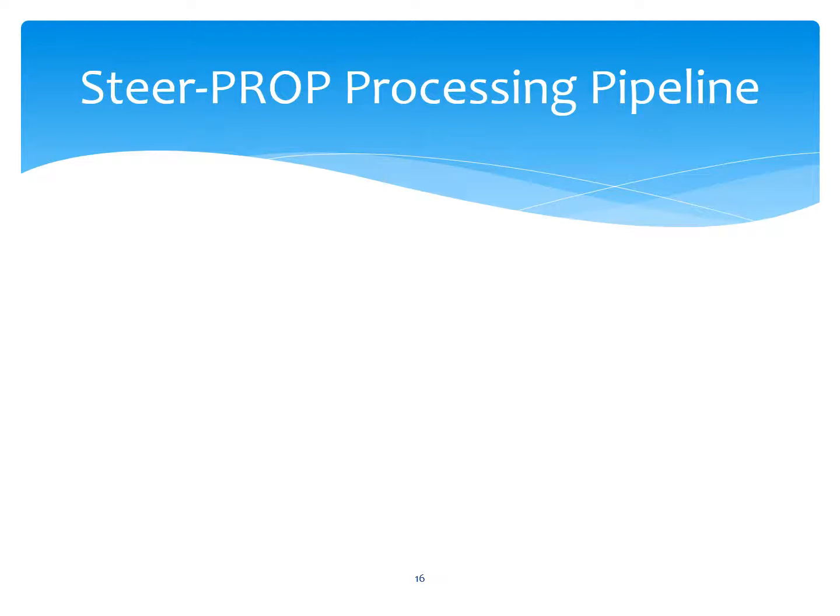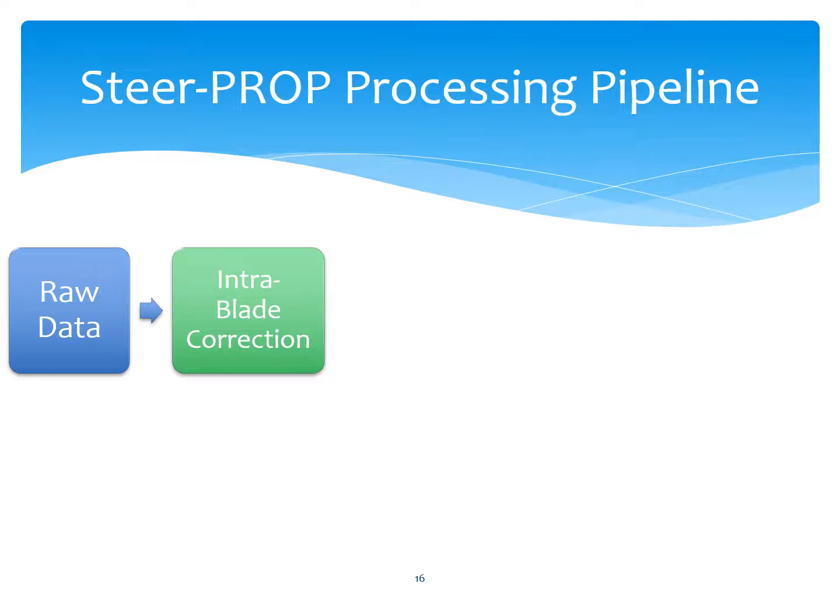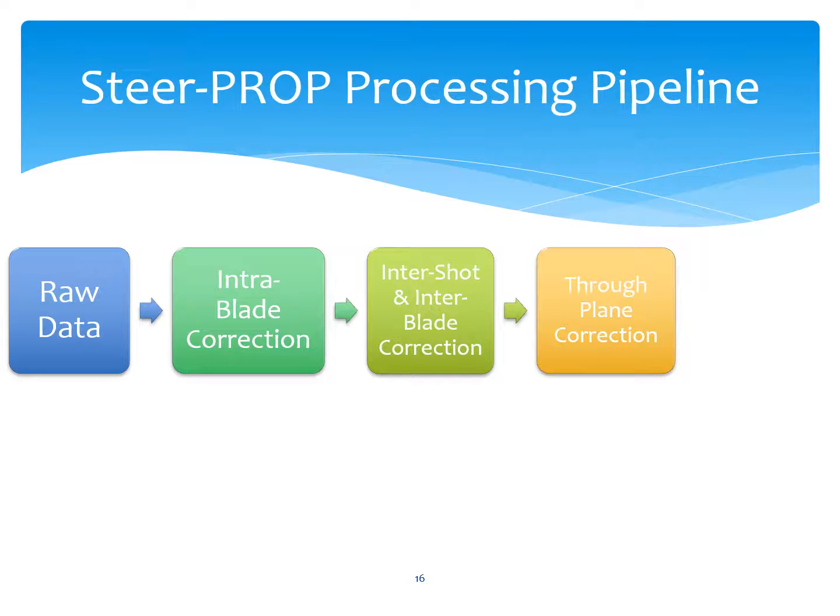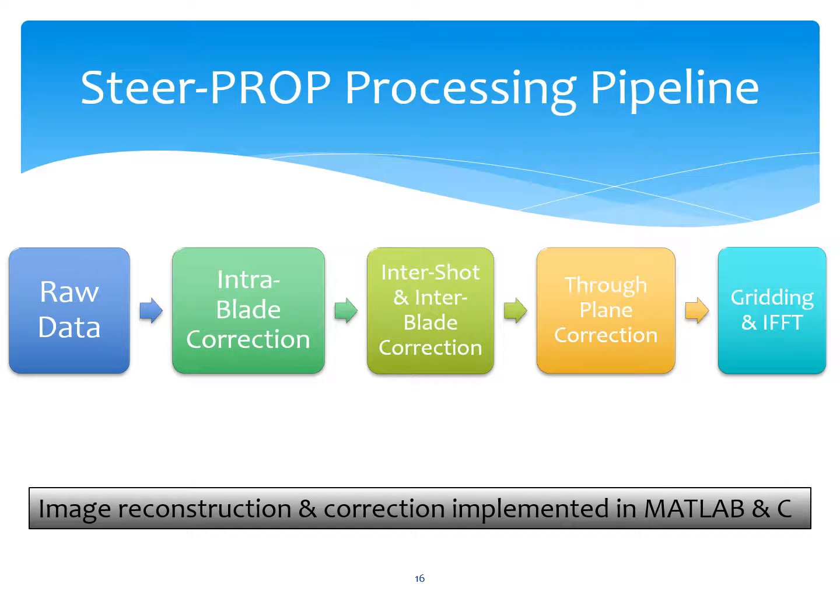Thus, the image reconstruction and phase error correction pipeline consists of obtaining the raw data, performing intra-blade phase error correction, followed by intershot and interblade correction, a through-plane motion correction, and finally gridding and inverse Fourier transform. This pipeline was implemented in MATLAB and C through a custom program.